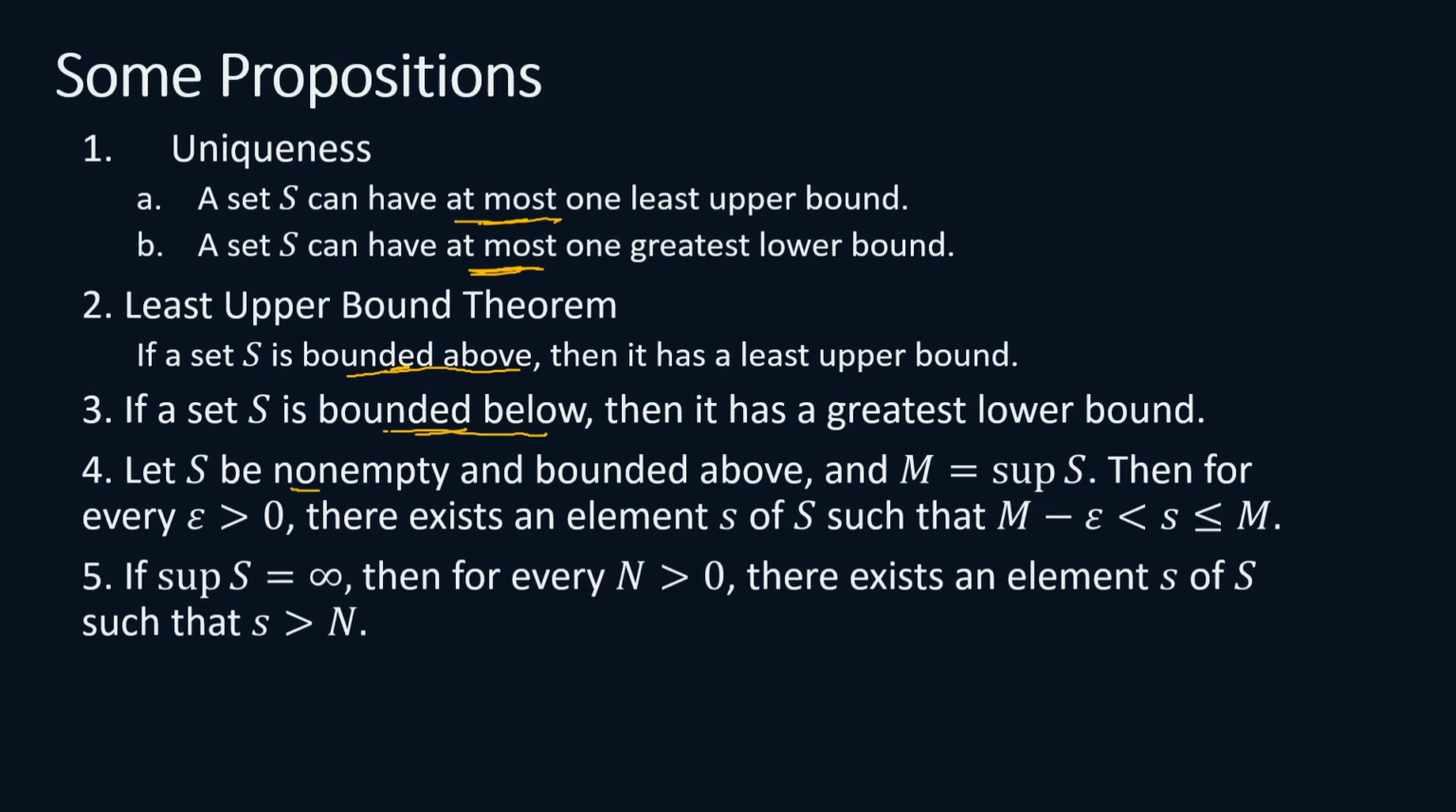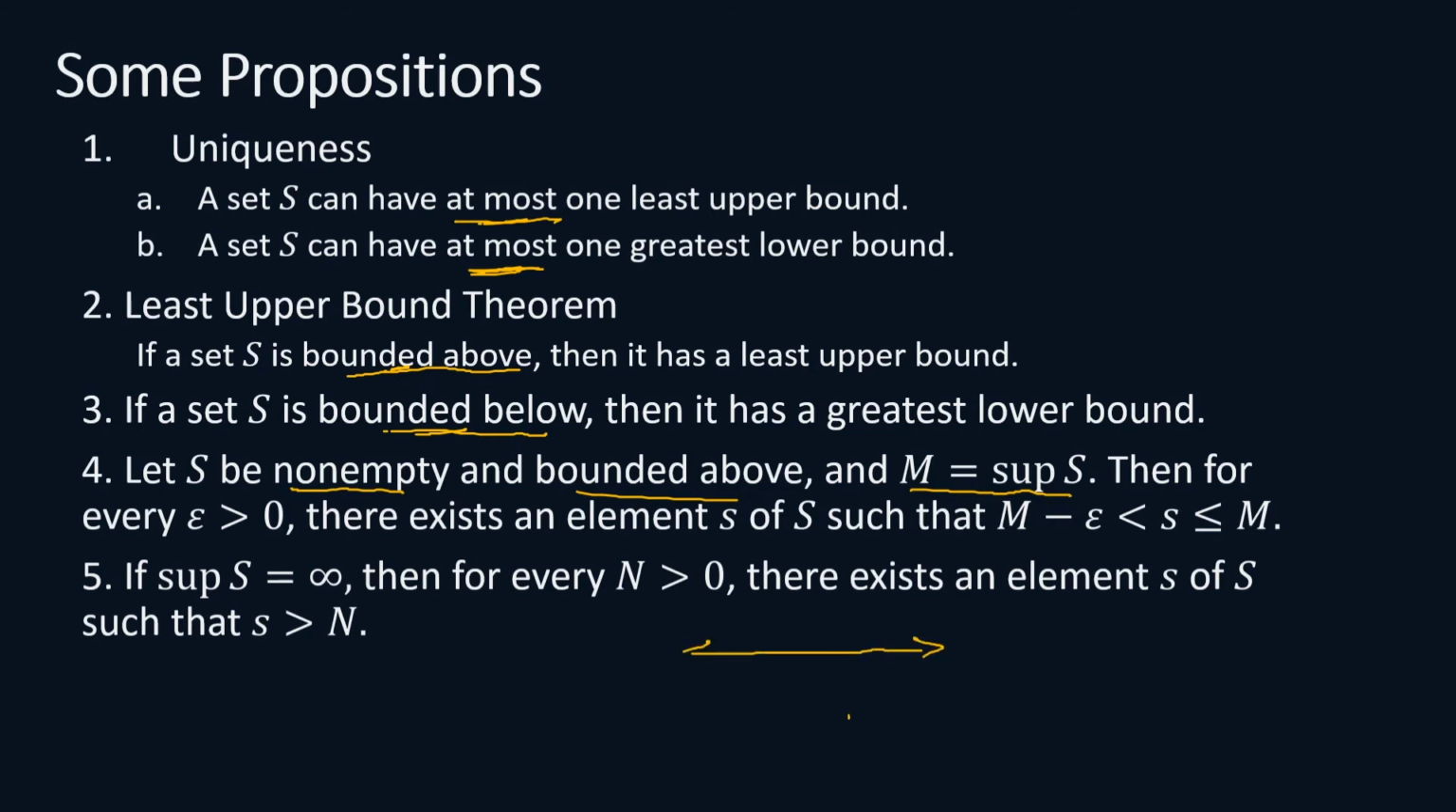The fourth one is, let S be non-empty and bounded above, and M be the supremum of S. Then for every epsilon greater than 0, there exists an element s of S such that M minus epsilon is less than s and s is less than or equal to M.